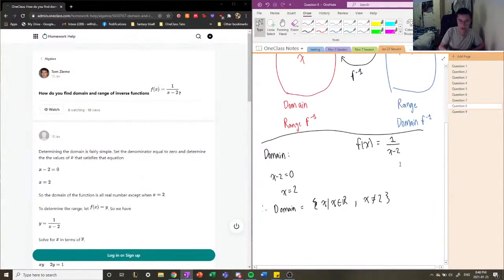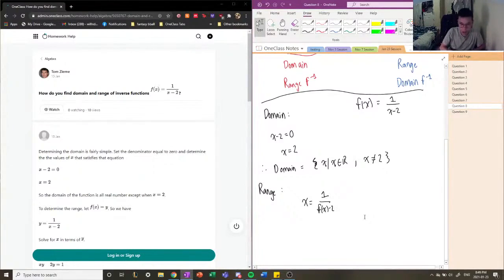Now we want to find our range. This one's really simple. The easy way that I find the inverse function is, first, I switch my x variable and my f of x variable. So x equals 1 over f of x minus 2. Then I isolate for f of x again. I move it to the left-hand side by multiplying both sides by f of x minus 2. Then I get rid of x by dividing both sides by x.